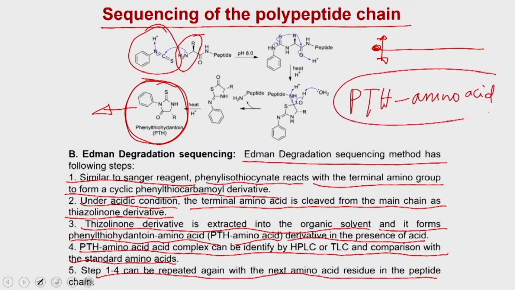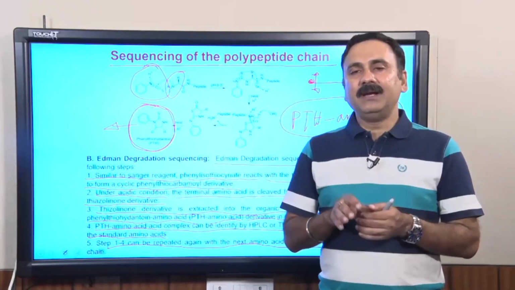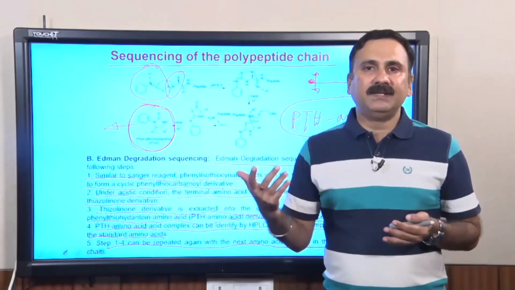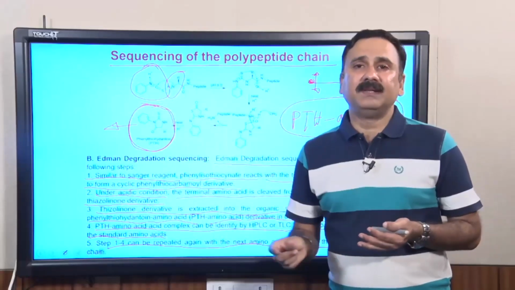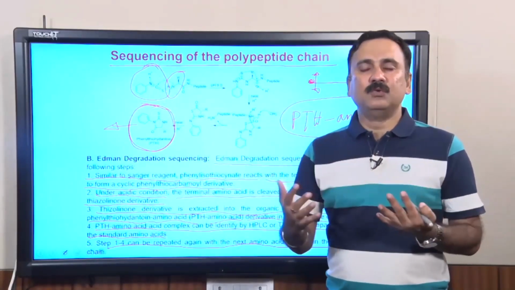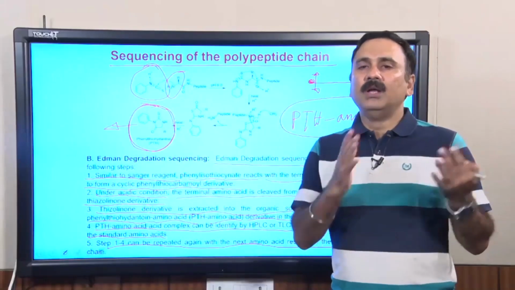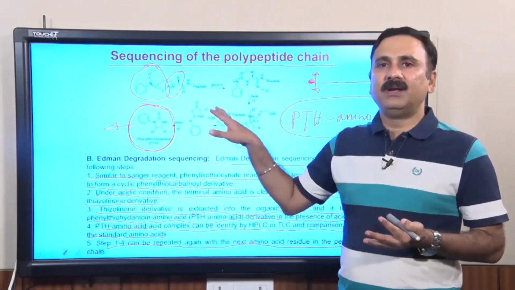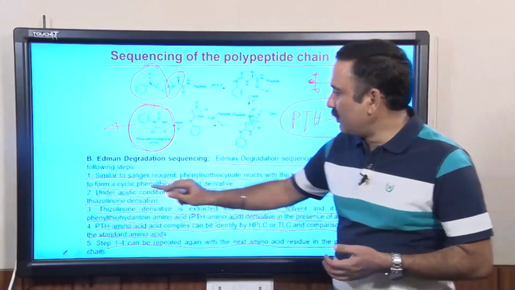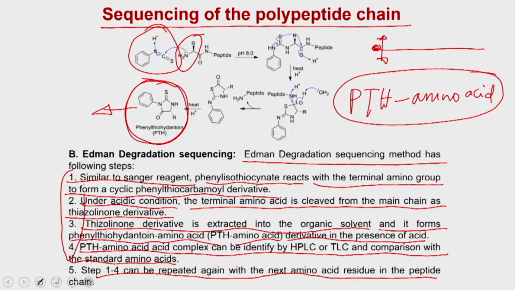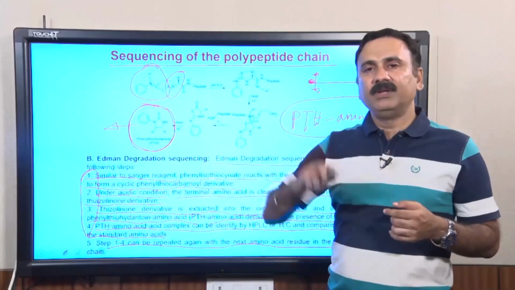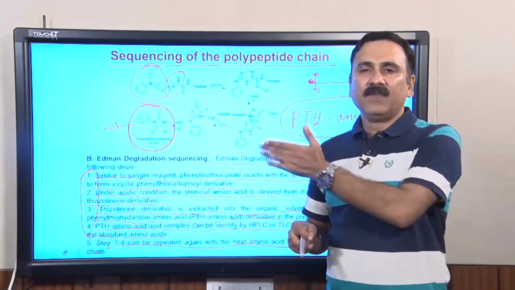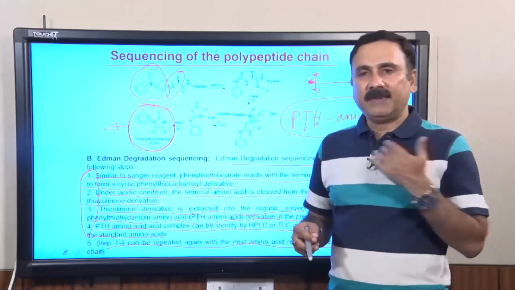So, what you can do is take this and run it on the HPLC, or you can spot it onto the TLC plates, and along with that you can also run the standard PTH amino acid complexes. By comparing these two chromatograms or the TLC plates, you will be able to identify the terminal amino acid, and then you can repeat steps 1 to 4 with the remaining peptide chain. If you continue in this cycle, it will tell you the full sequence of that particular peptide chain.